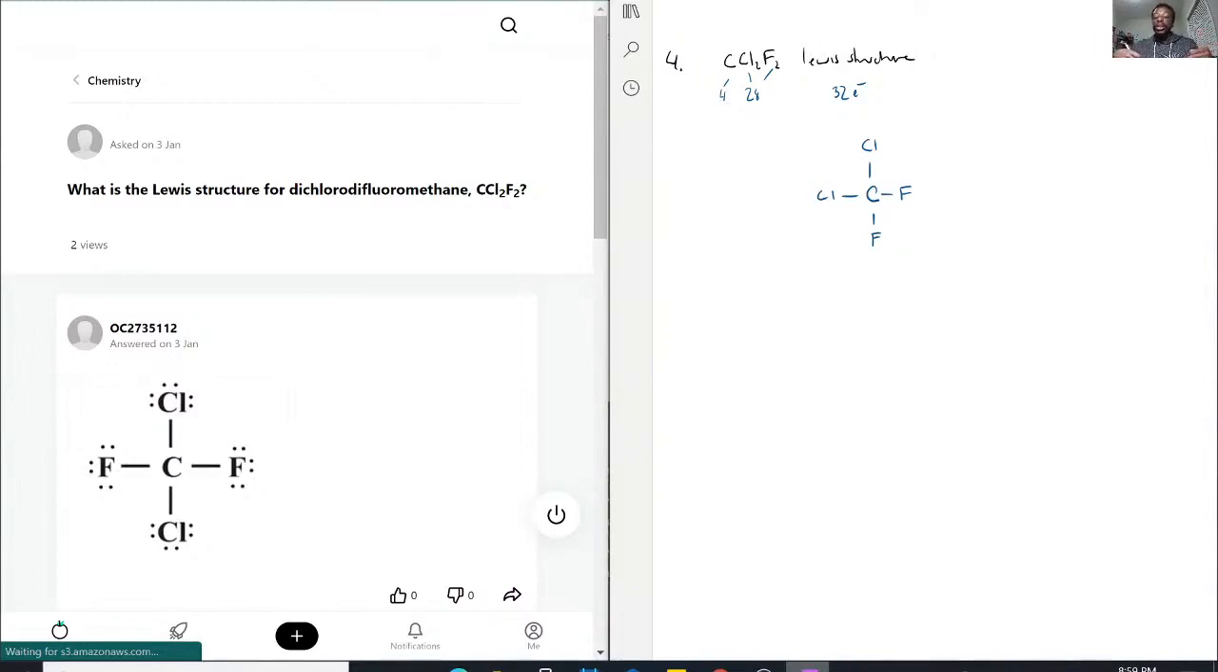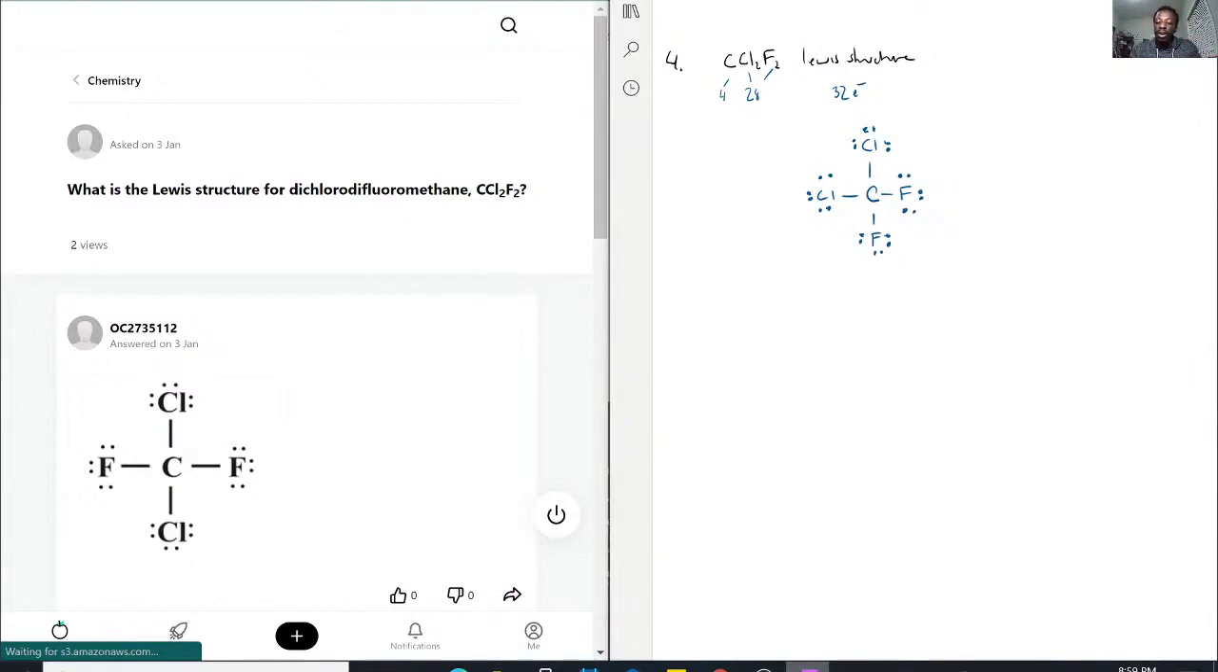And now I'm going to fill in the shells based on their valence electrons. Fluorine right now is sharing 1 of its 7. So it's going to be 2, 3, 4, 5, 6, 7. Same thing here. 2, 3, 4, 5, 6, 7. Okay? And now, with that being said, let's check to see if our formal charges are good.